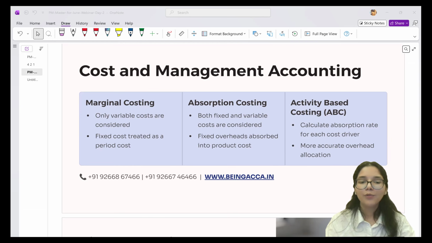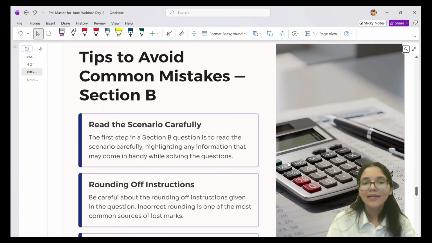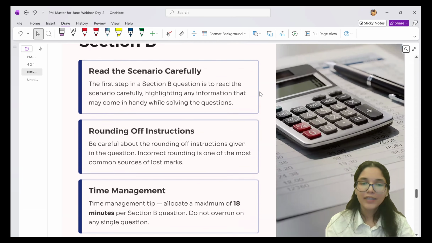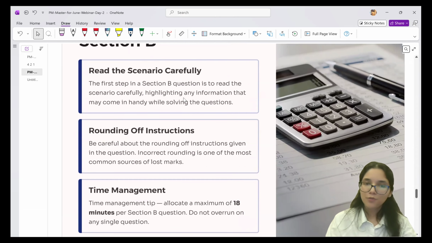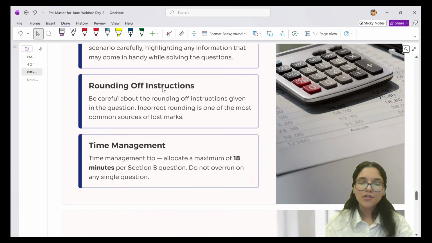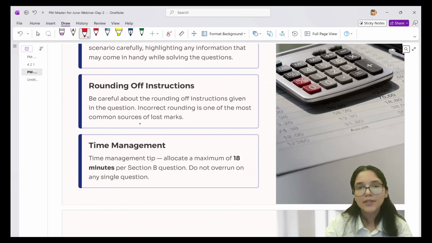Now, before we move ahead with our question practice, just reiterating the tips that I told you for section B. Firstly, we will read the scenario carefully. The first step will be to see what all information is given, highlighting anything which might come in handy later. Rounding instructions have to be taken care of very properly. Whatever instructions are given, ensure that you are adhering to them, because if you don't, the computer is going to mark your answer incorrect even if it is absolutely right. So please double check the rounding instructions. Lastly, time management. This can make or break your paper.